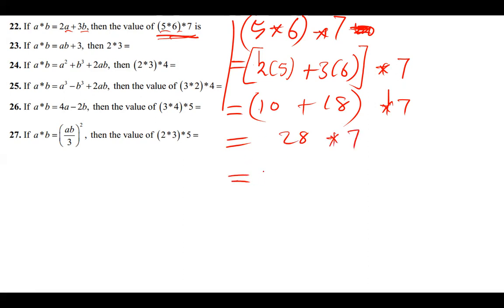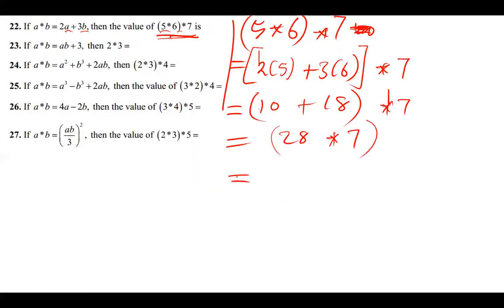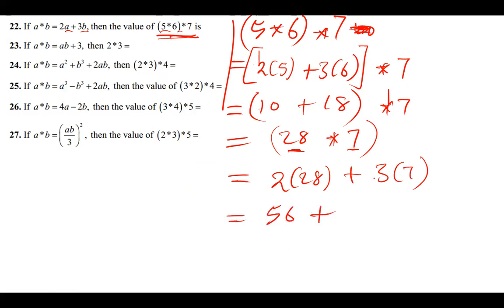So we now replace this 28 star 7 in the same expression. The value of A there is 28, the value of B is 7. So we're going to have 2 times 28, then plus 3 times 7. 2 times 28, you get 56, plus 7 times 3, we get 21. Then you're going to get 77 as your answer.